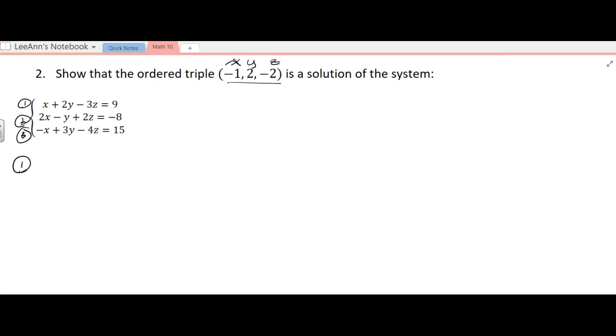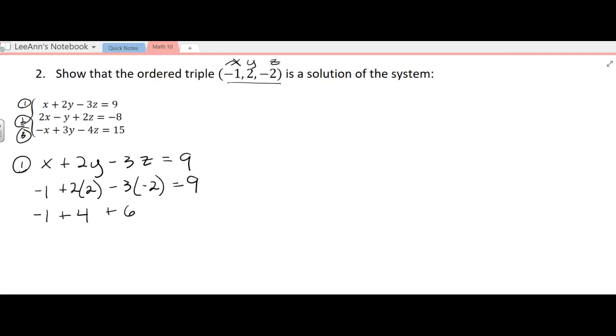So number 1. X plus 2y minus 3z equals 9. And so we're going to put in a -1 for x, 2 for y, and then -2 for z. We do the calculations following the order of operations. -1 plus 4 plus 6 equals 9. Or you can do it this way: -1 plus 10, which is, I'm sorry, positive 9. And so, yes, it worked. 9 equals 9. You might be saying, well, why didn't you add the -1 and 4 first? You could have done it that way too.